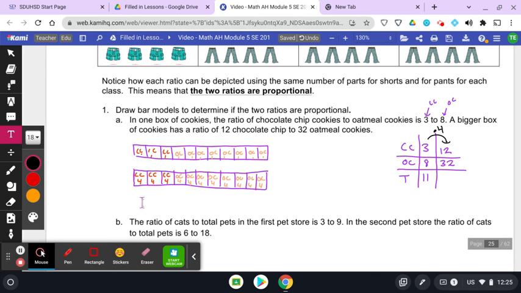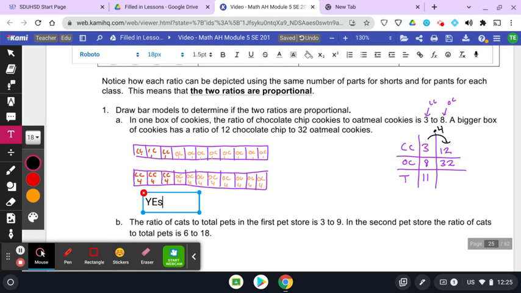So the question is, are these proportional? Yes. 3 to 8 is proportional to 12 to 32.